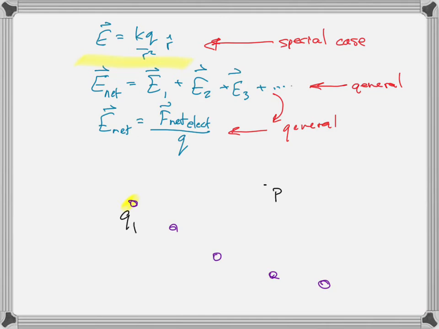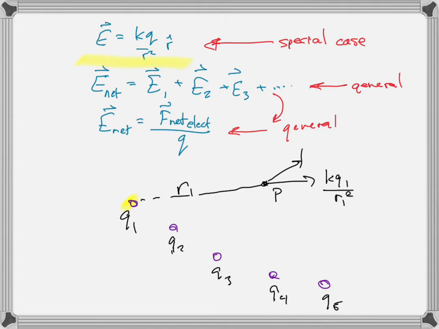So we can call this charge 1, and this charge 2, and this charge 3, and this charge 4, and this charge 5. Charge 1 has a field of kQ1 over R1 squared in that direction, right? Where R1 is this distance here. Charge 2 has a field pointing in that direction of kQ2 over R2 squared in the direction indicated, so on and so forth.